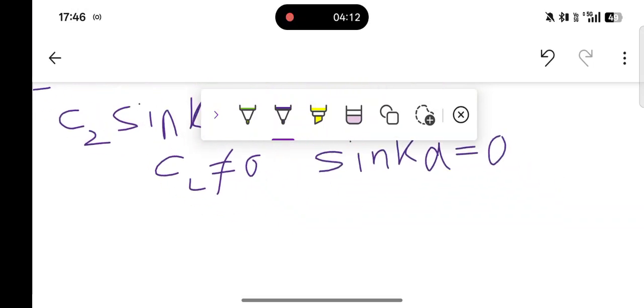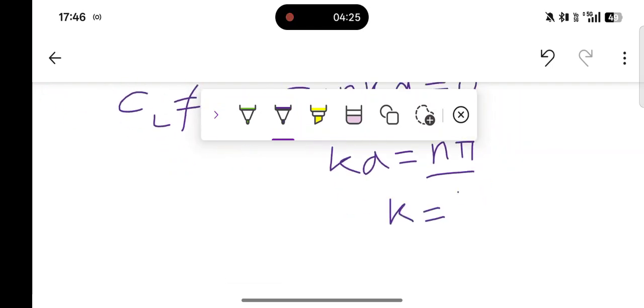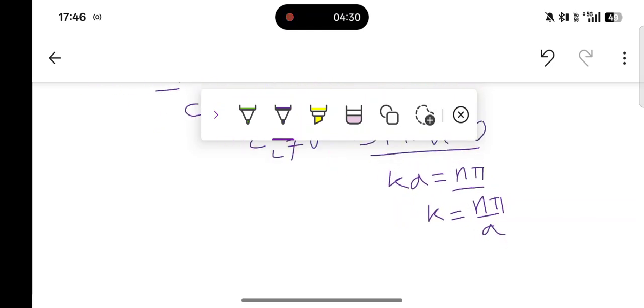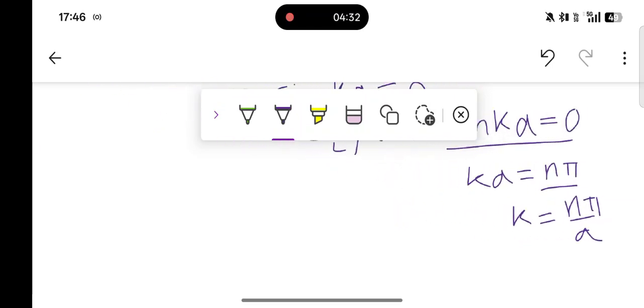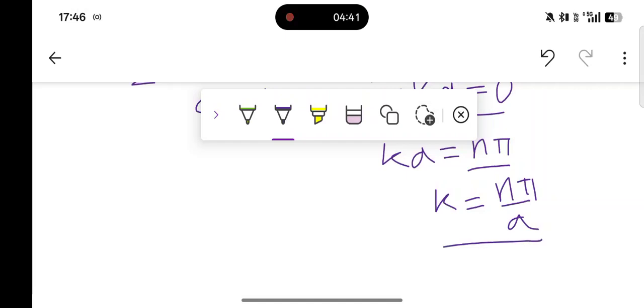Now I am using the generalized version of this term, which is known as ka is equal to what? N pi. Don't write just pi or 2 pi, because we are generalizing this. So this will be k is equal to n pi by a. Now we have to just replace so that we can get the actual answer. We have to replace the value of c1, or the value of c2, or the value of k also, because we have already found the value of k.